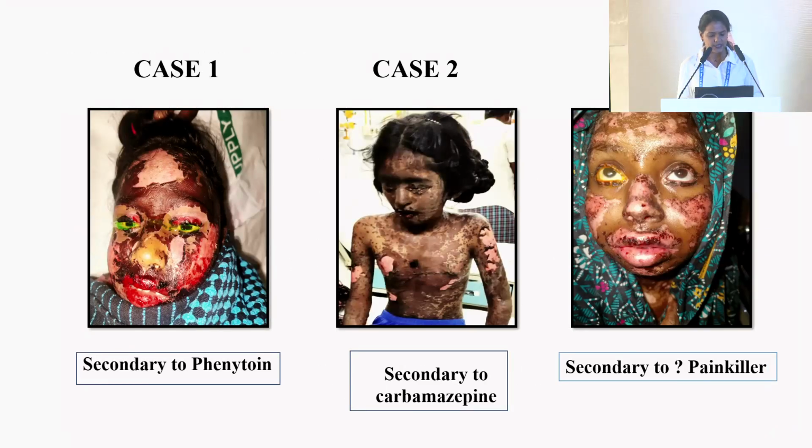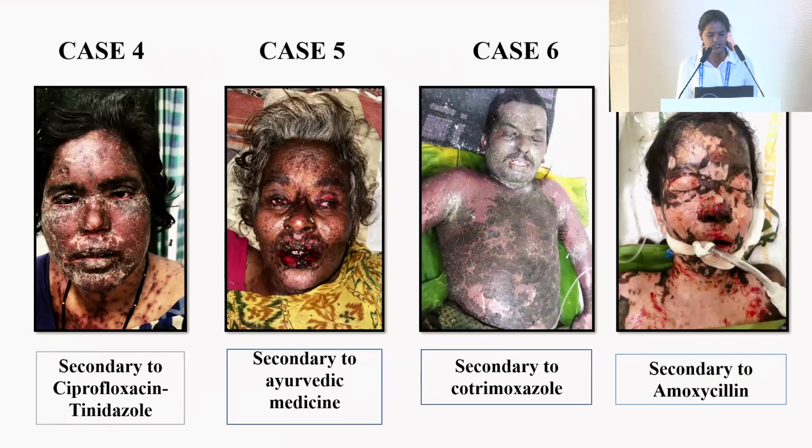So these are the cases who have developed Stevens-Johnson syndrome. The first case was developed secondary to phenytoin. Second was developed secondary to carbamazepine. Third one was secondary to painkiller. The patient was not sure of which tablet it was. This fourth case was secondary to ciprofloxacin tinidazole combination.